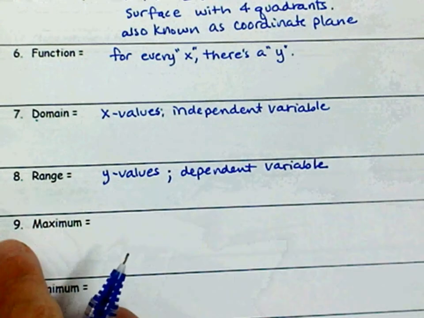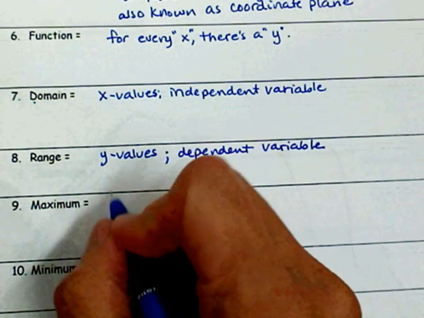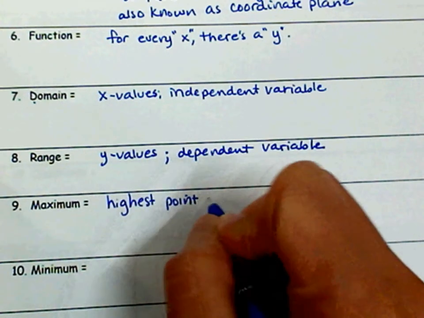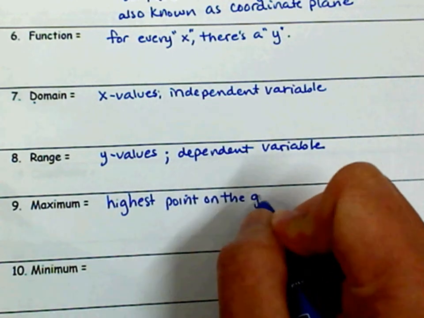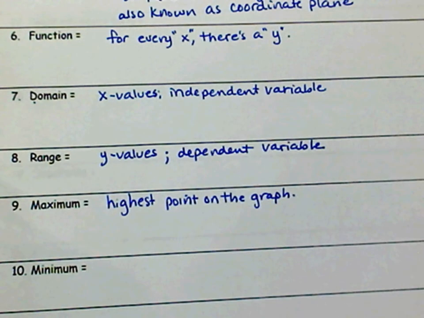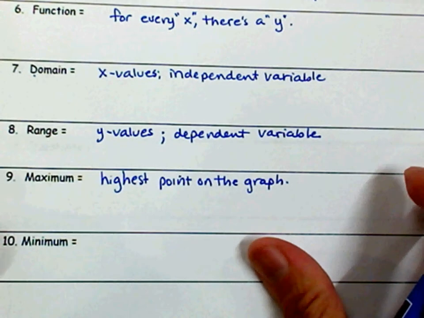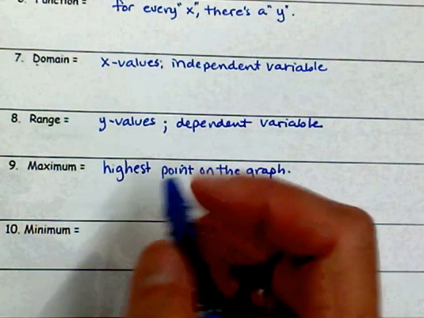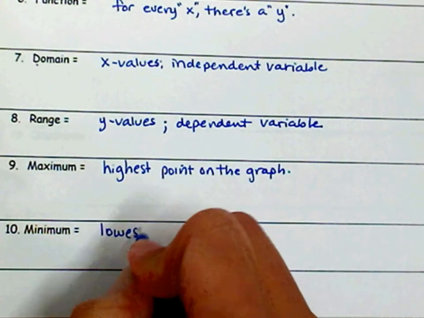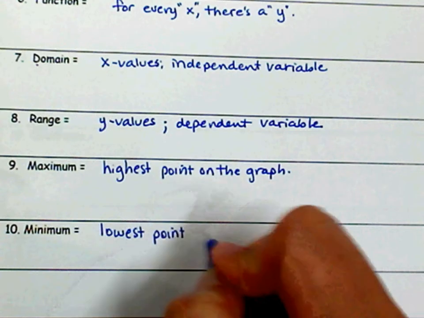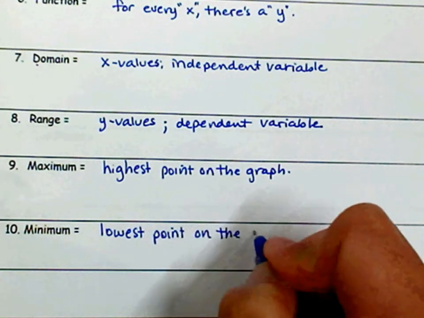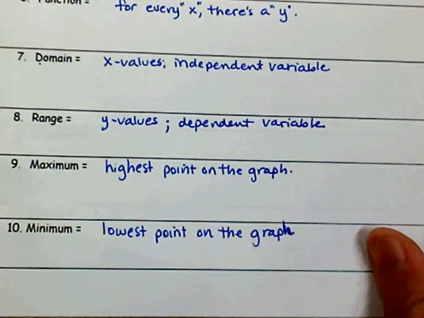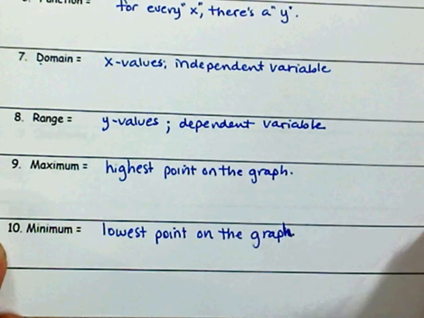Number 9, maximum. Maximum is the highest point on the graph. Your highest point on the graph is your maximum. Number 10, minimum. Minimum is your lowest point on the graph. Lowest point on the graph. Let's go on to the next page.